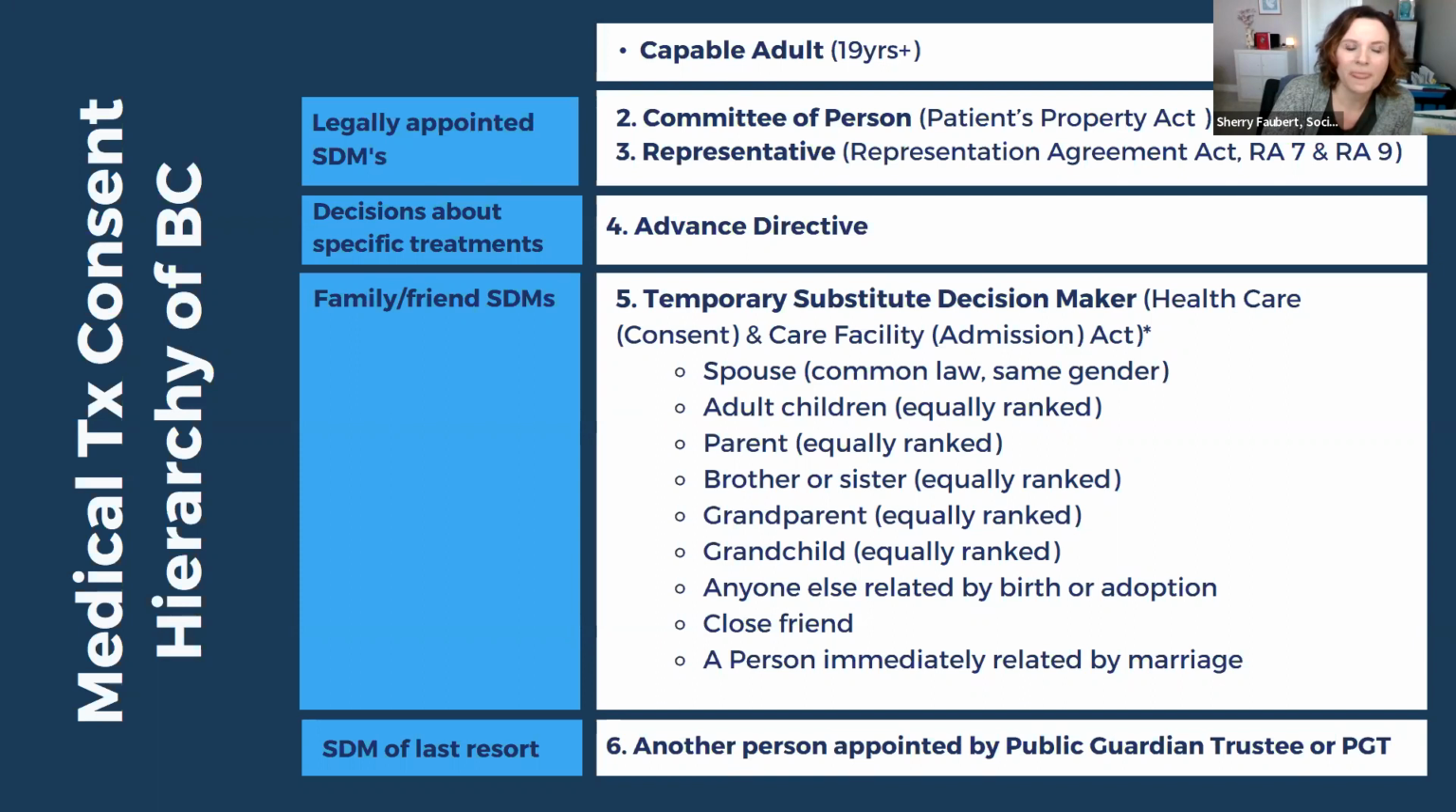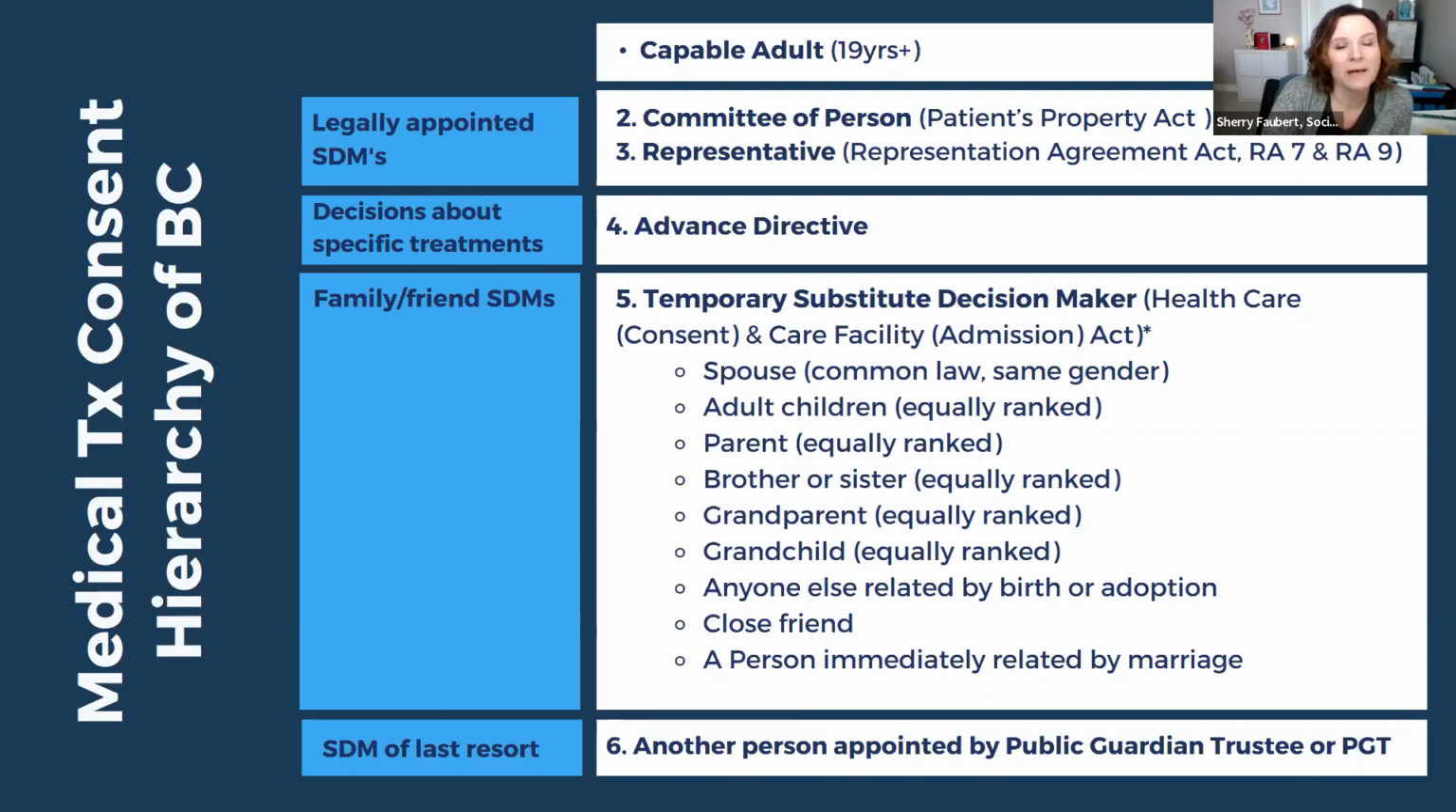Parent, same thing. If you're a young person in that situation, it would be one of your parents who would be next on the list. And they also are equally ranked, so mom doesn't have more say than dad. And then same thing for brother or sister, the grandparents, the grandchildren, anyone else related by birth or adoption. A close friend, you might want to note, is down the list there because that comes up a lot.